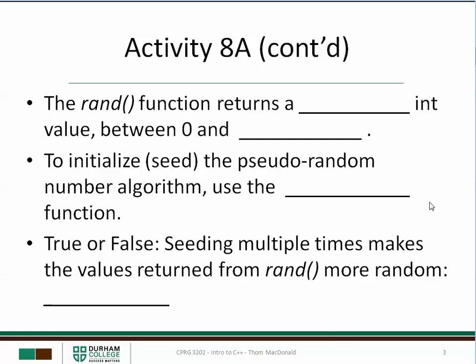Here are my answers. The rand function returns a random integer value between 0 and RAND_MAX, which on my computer is 32,767. To initialize or seed the pseudo-random number algorithm, we use the srand function. And true or false, seeding multiple times makes the values returned by rand more random. That is, in fact, false.